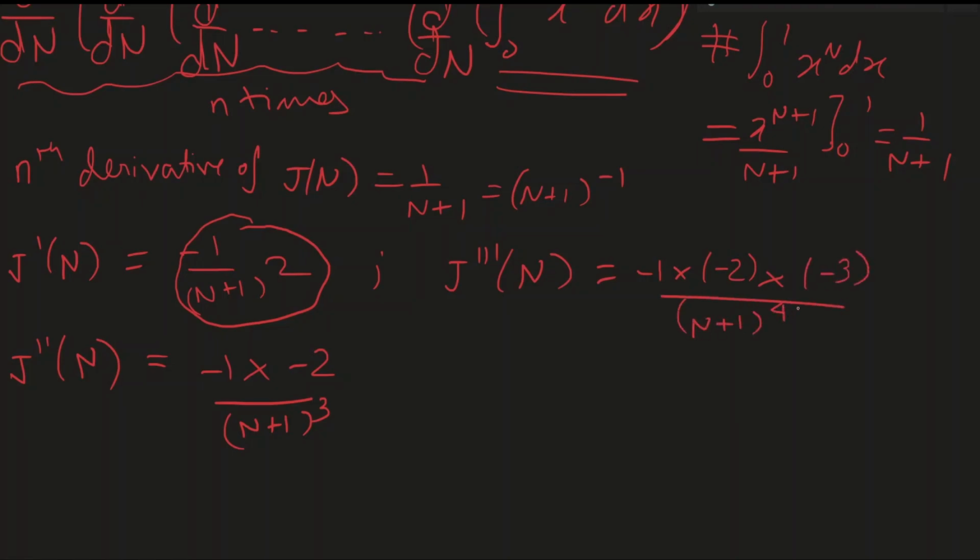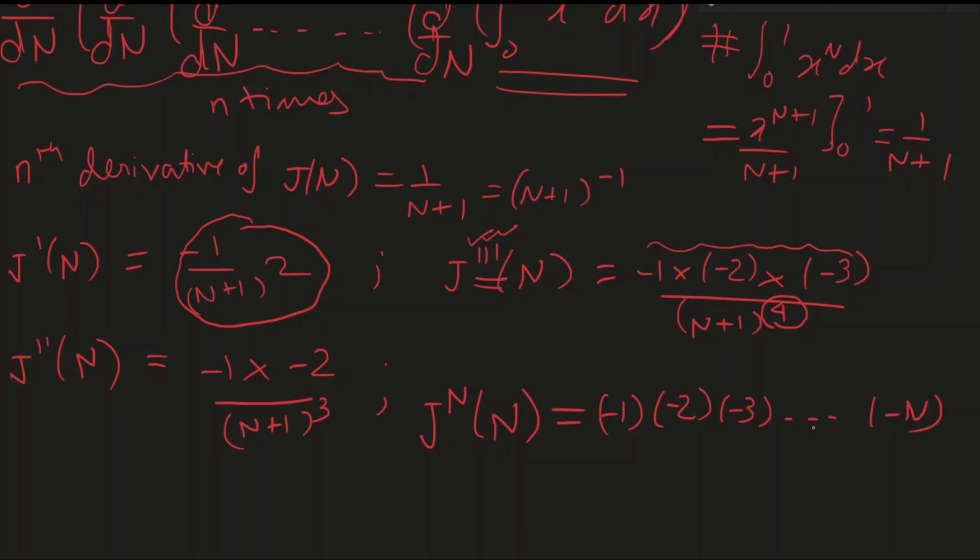Now notice what is happening over here: once I differentiate it 3 times, the power in the denominator is 1 more than that, and the numerator is nothing but the negatives multiplied, as many as the number of derivatives that we have, right? So I can generalize this formula altogether. The nth derivative of J is going to be nothing but (-1)(-2)(-3)...(-n)/(n+1)^(n+1).